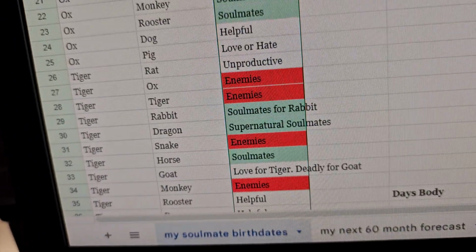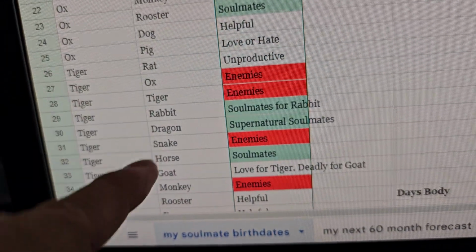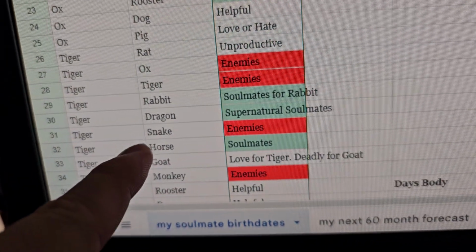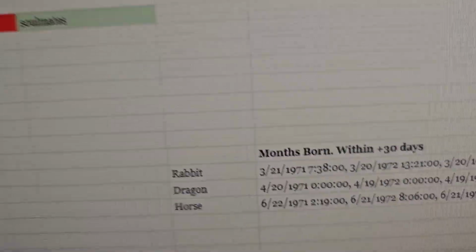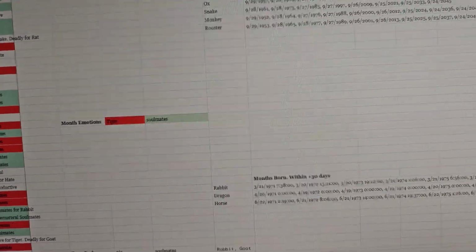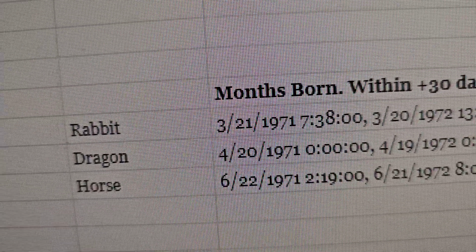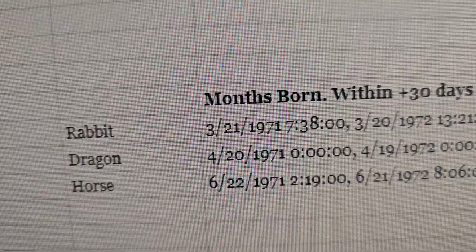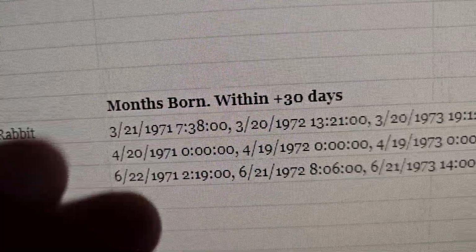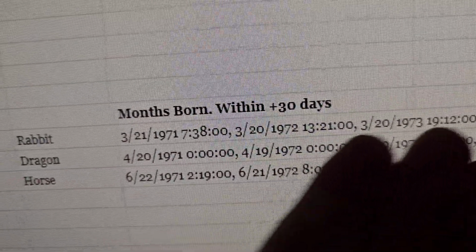So what we do is we write down tiger, rabbit, dragon, horse, and somebody else. So here they are. In this category, these are the soulmates of the tiger, rabbit, dragon, horse. And then we just print the months. All these are months, by the way. These are months.